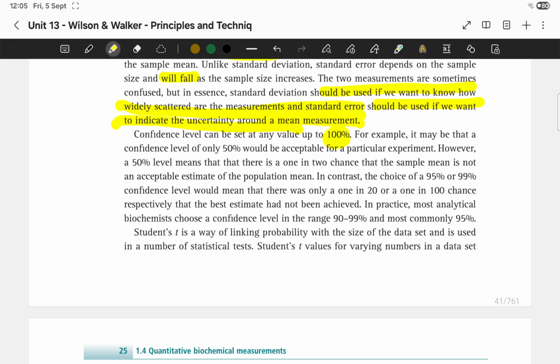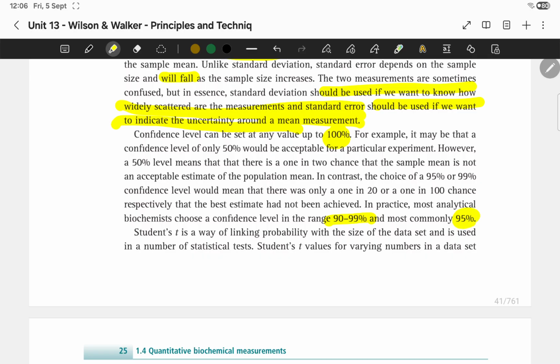However, a 50% level means that there is a 1 in 2 chance that the sample mean is not an acceptable estimate of the population mean. In contrast, the choice of 95% or 99% confidence would mean that there would be a 1 in 20 or 1 in 100 chance, respectively, that the best estimate had not been achieved. In practice, most analytical biochemists choose a confidence range between 90 to 99%, and most commonly 95%.